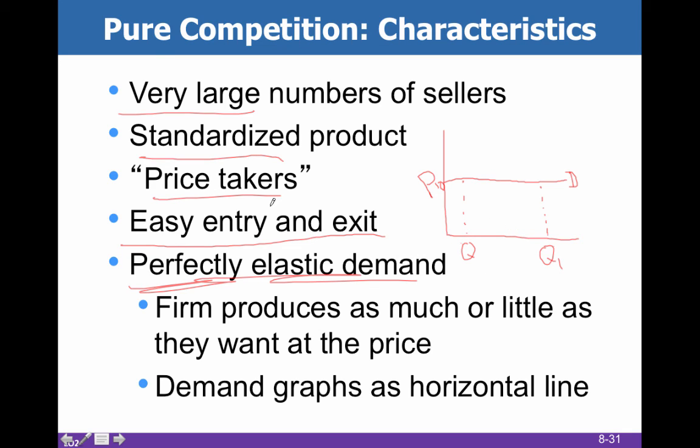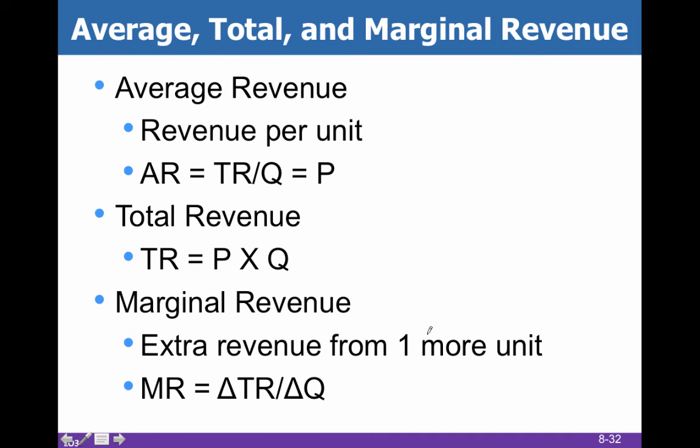Because Farmer Dan and Farmer Bob, as big as their farm is, they are but a drop in the bucket compared to all of the corn that the world produces. Okay, and then we see that it graphs as a horizontal line. So now we're going to talk a little bit about the revenue side of things.